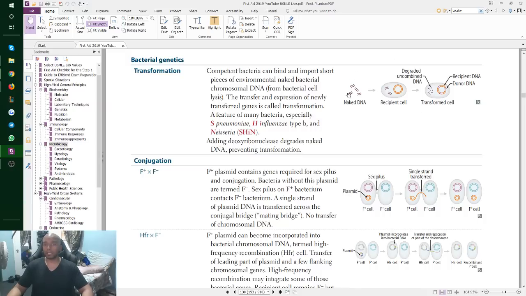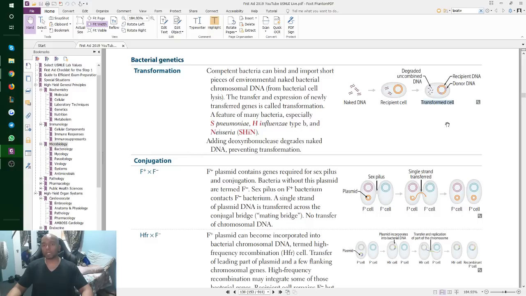You have naked DNA just floating around. Some recipient cell was then able to just pick that naked DNA up, right, degrade the uncombined DNA while combining some of the other DNA. So now you have this transformed cell. So a cell transformed pretty much all by itself. And this is very unique.